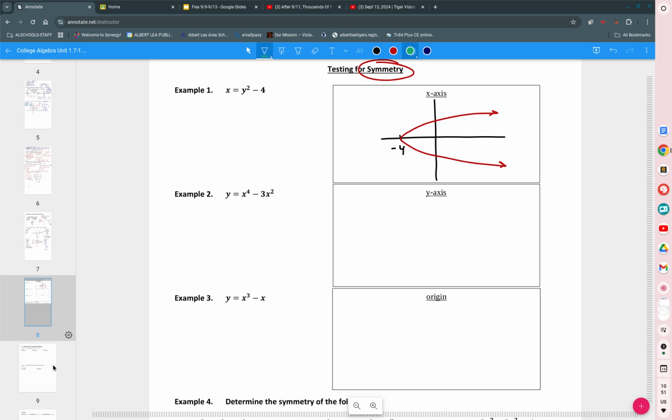And what that means is if I have a given x value, that x value corresponds with a y value that's negative and a y value that's positive. So in other words, no matter what y value I choose, whether I choose a positive y or a negative y, it corresponds with the same x. So how do we test for symmetry? Simple. We just plug in negative y.